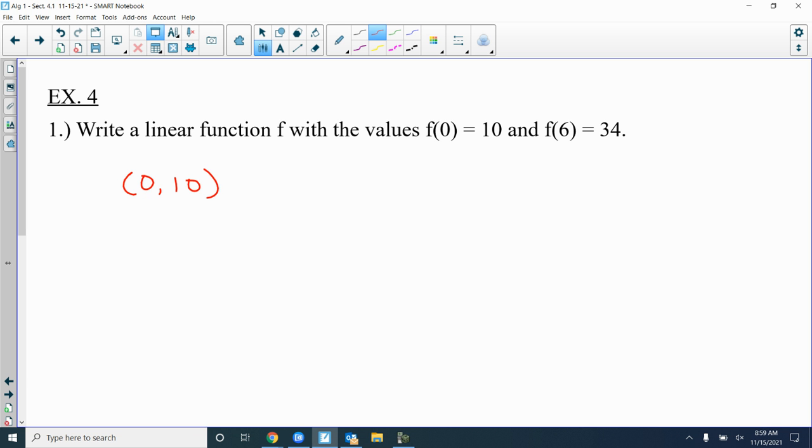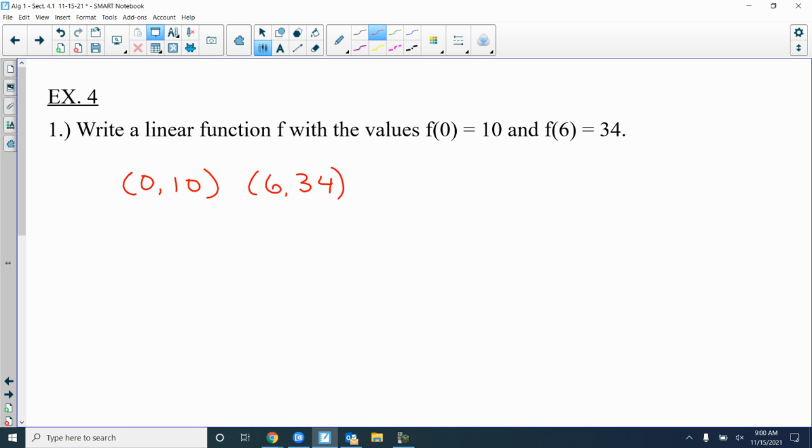And I don't know what the function is, and I don't need to know it. I just know when I plug in 0, I get back 10. I know when I plug in 6, I get back 34. Okay, I know that. So now, it's the same thing. The directions still say write a linear function.